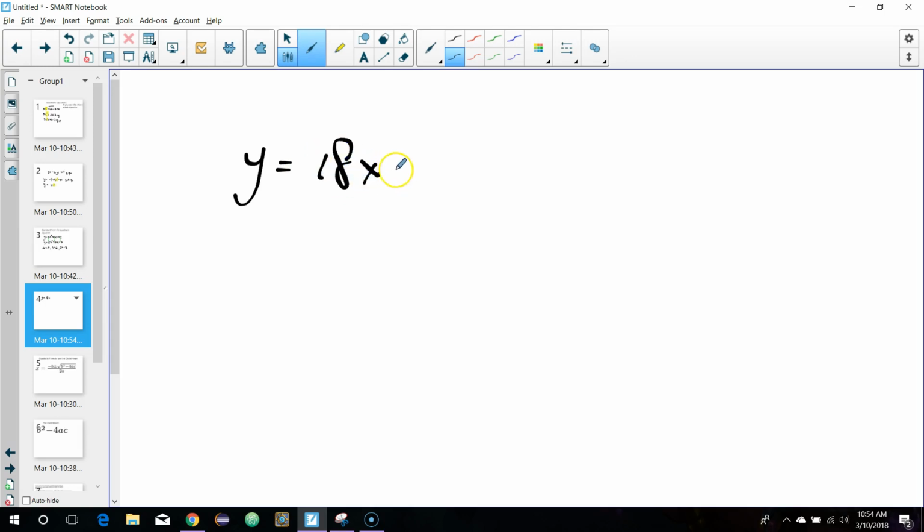18x minus 9x squared plus 2. So if I look at this, hopefully you can answer this. Is this in standard form or not? And your answer should be no, because the x squared should be all the way up front, while the 18x should be in the middle. So just a little bit of a review if you're in Algebra 1.